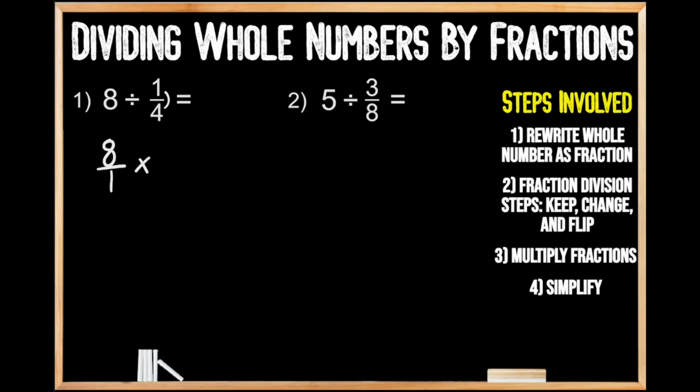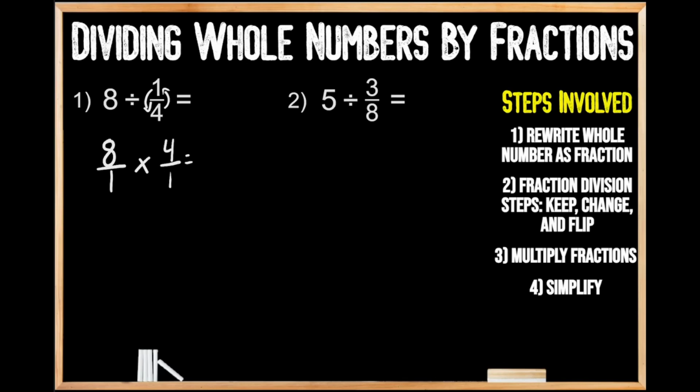In flipping our second fraction, our denominator is going to be the new numerator, and the numerator is going to be the new denominator. We've flipped this fraction to find its reciprocal. So instead of 1/4, we now have 4 over 1. And the reason this works is because when we divide a fraction by another fraction, it's the same thing as multiplying the first fraction by the reciprocal of the second fraction.